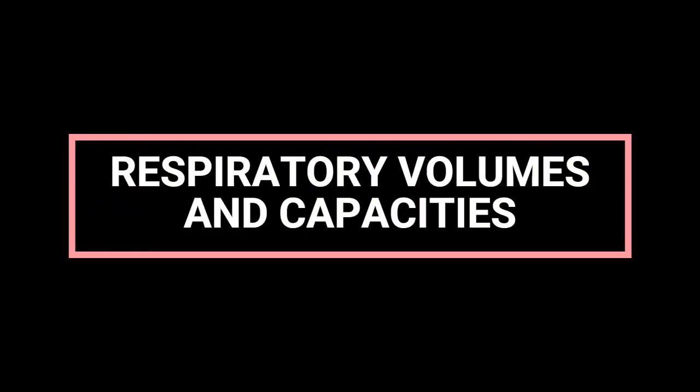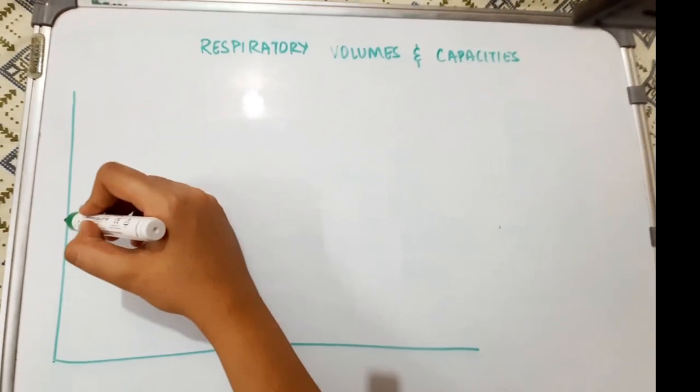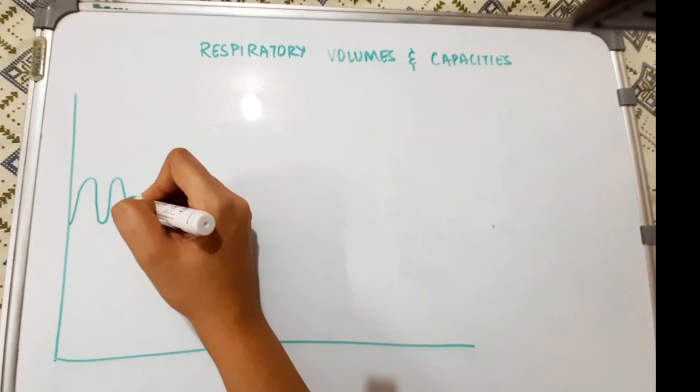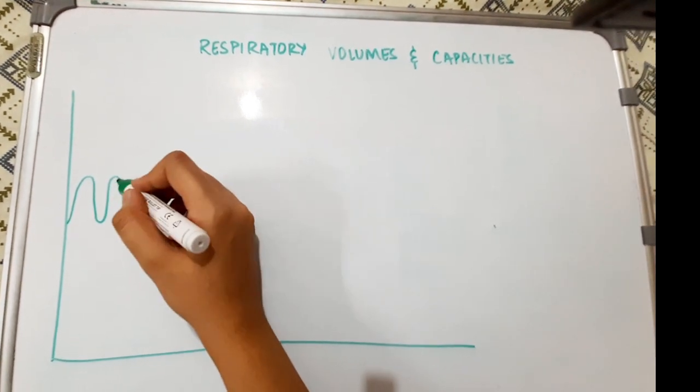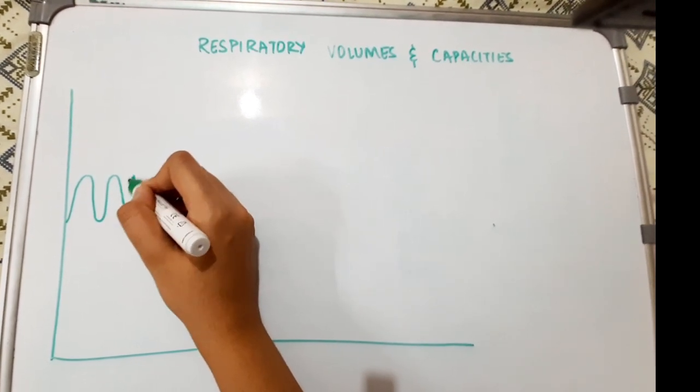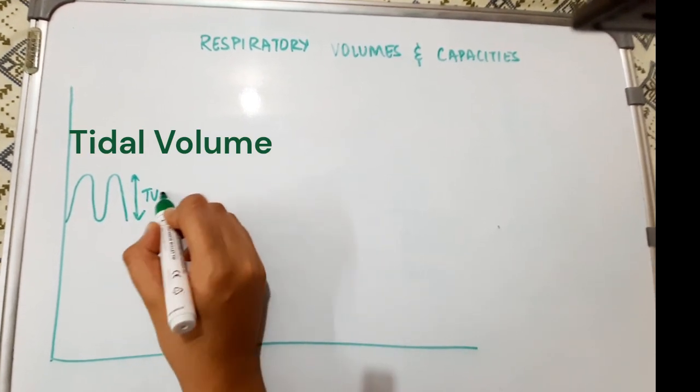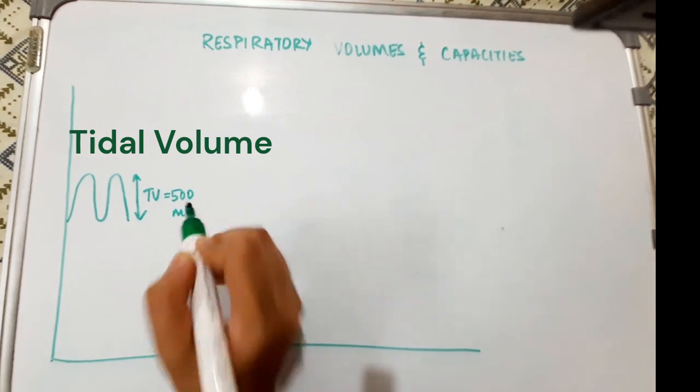Hello everyone. This video is about the various respiratory volumes and capacities, which I will explain through a very easy graph. So let's say a person is inhaling or exhaling. The volume of air that is inspired or expired during normal respiration at rest is called tidal volume, and it is approximately 500 milliliters.